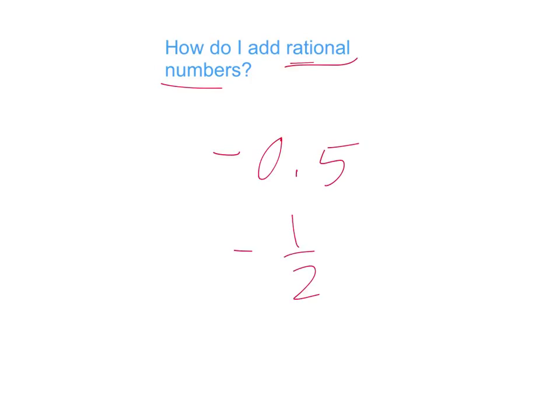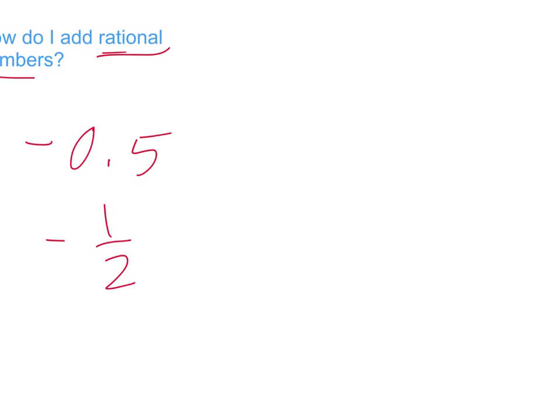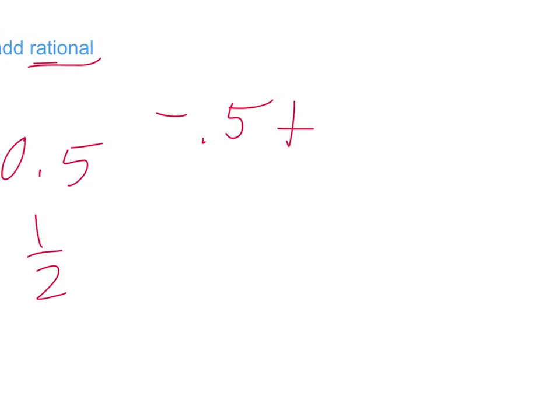And so, how do I add rational numbers? Let's just start out with that right there. Let's start with negative 0.5 and 1/2. We can add them together. Let's do negative 0.5 plus 1/2. Well, we can use the number line model, but we can't really use the integer counters because we're dealing with a fraction here. So the number line might be the better model to use here, or we could even convert them from fractions to decimals or decimals to fractions.